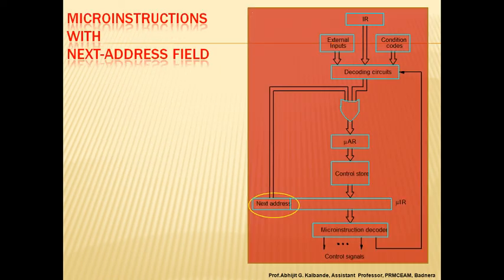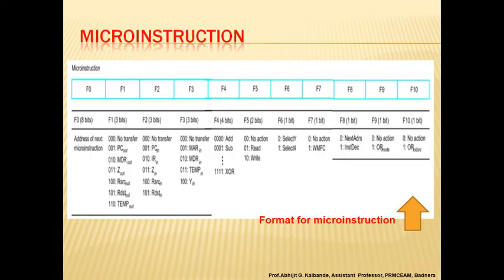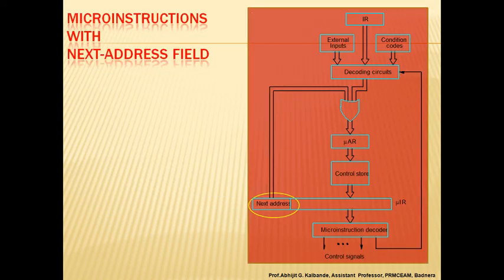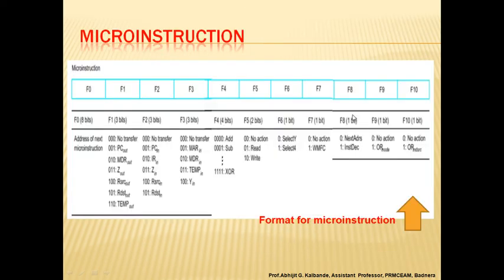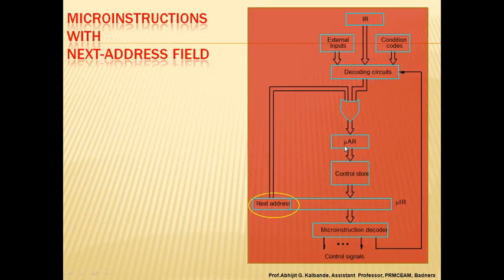This microinstruction with the next address field is shown in graphical representation in front of you. Here you can observe that it starts with the IR with external inputs and outputs along with the decoder circuit. This is part of the ALU circuit, and the microAR, that is the address register, is there, along with the control store and the microIR.